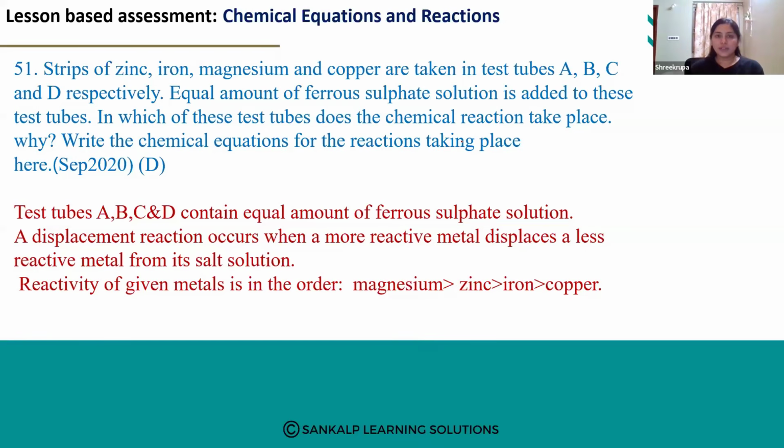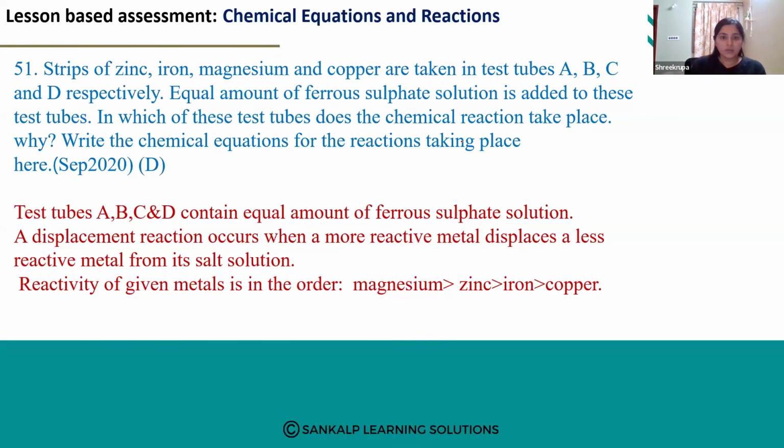Hello everyone. Let's look at question number 51. Strips of zinc, iron, magnesium and copper are taken in test tubes A, B, C and D respectively. Equal amount of ferrous sulphate solution is added to these test tubes. In which of these test tubes does the chemical reaction take place and why? Write the chemical equations for the reactions taking place here.